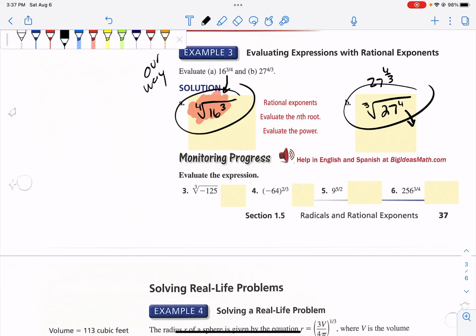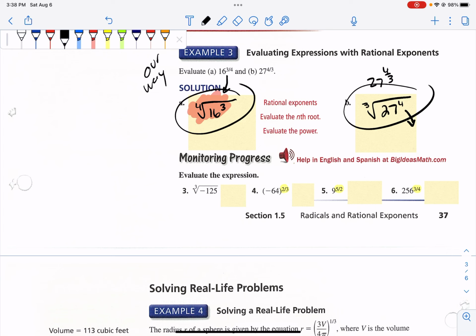Plug these in your calculator after you rewrite them. If they can be rewritten, like this one and this one and this one, I will give you full credit after you plug it in your calculator. Come back when you're done.